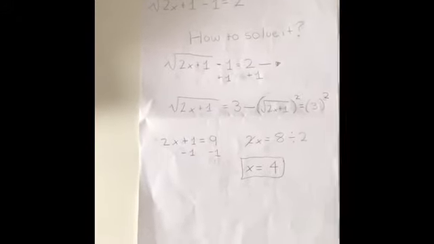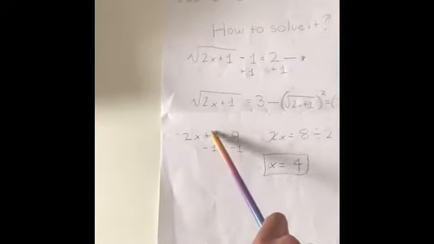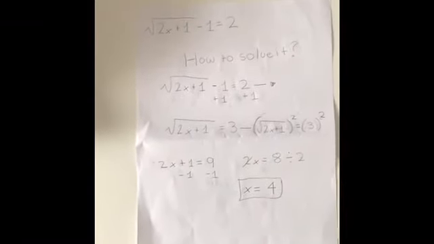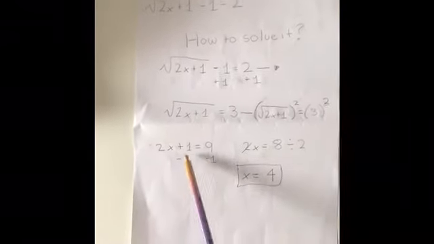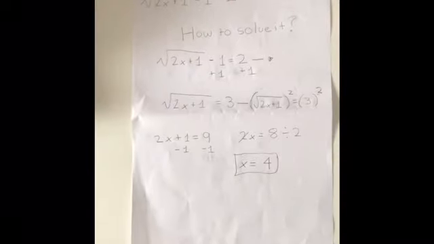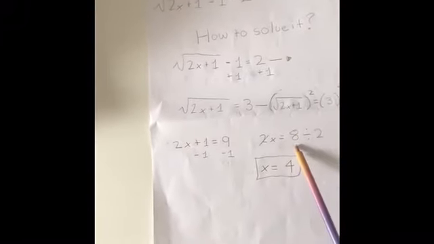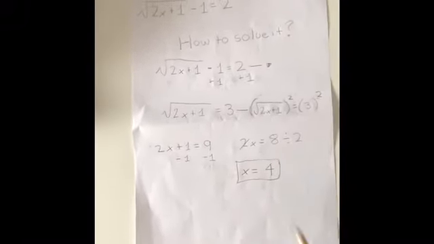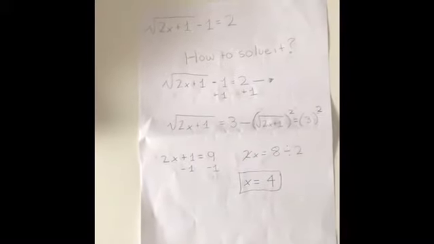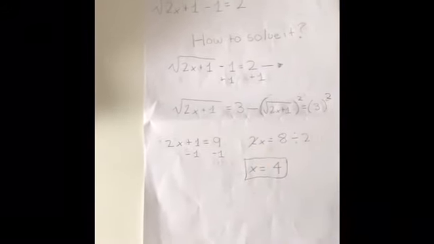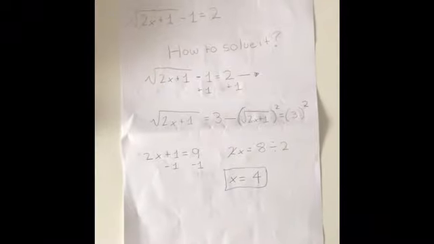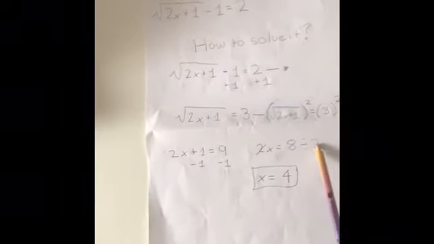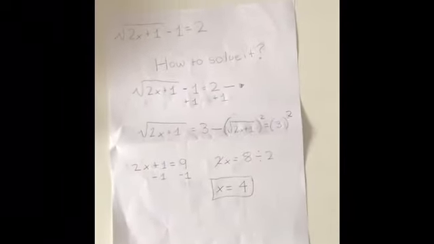I want now to get rid of this plus 1. To get rid of it, we need to subtract 1 from both sides. Now I am with 2x equals 8. I want to isolate x. To isolate it, we just need to divide by 2 on both sides. So 2 divided by 2, 1, and 8 divided by 2, 4. So my answer is x equals 4.